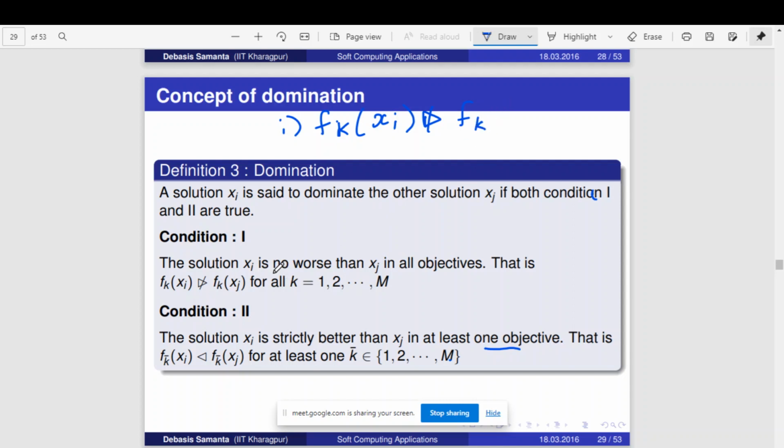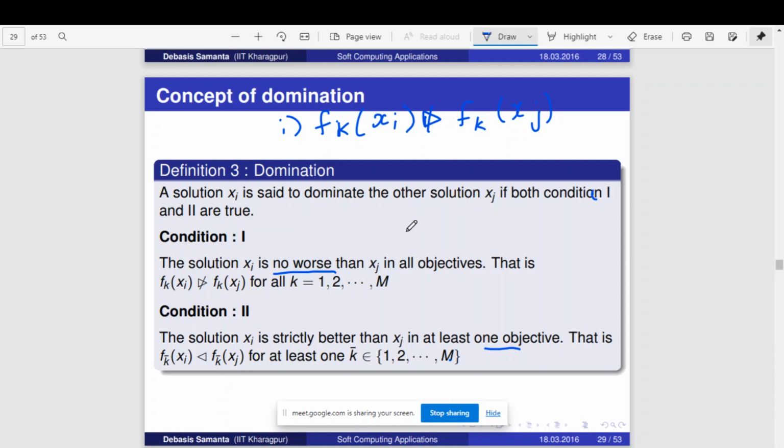See, the solution xi is no worse than xj in all objectives. Does it mean that xj is better than xi in all objectives or in some objectives? No. Or does it mean that xi is better than xj in all objectives? Then what exactly does no worse than mean?